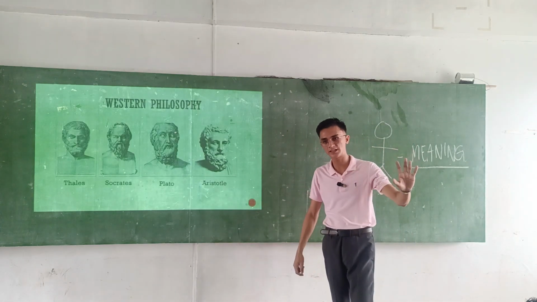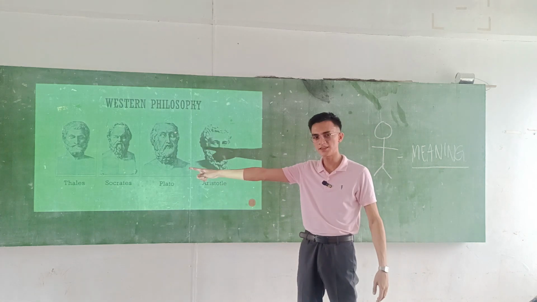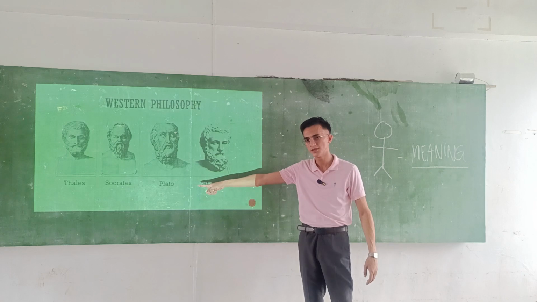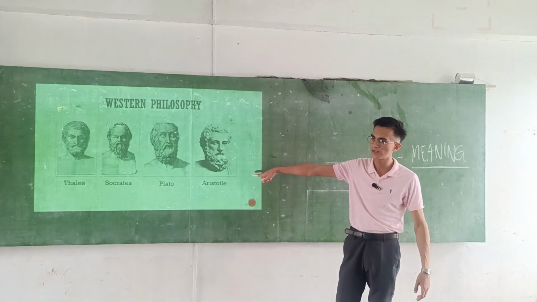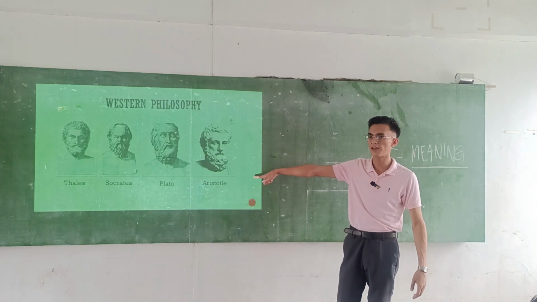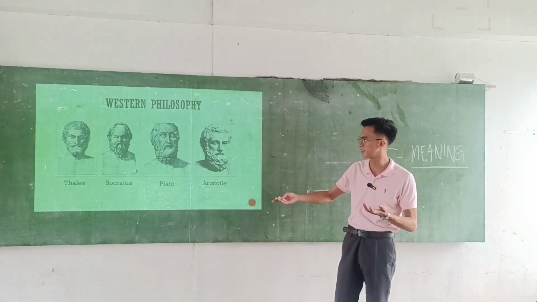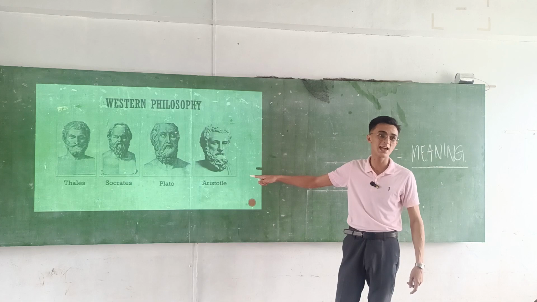Sa Greece sila nagikan. Si Thales, estudyante niya si Socrates. Si Socrates, estudyante niya si Plato. Si Plato, estudyante niya si Aristotle. Okay? Ana ang process. And then kung mangutana pa mo, sa estudyante ni Aristotle, estudyante niya si Alexander the Great.